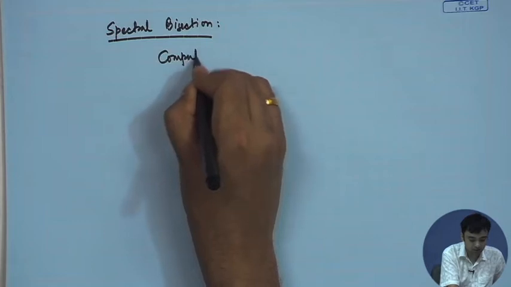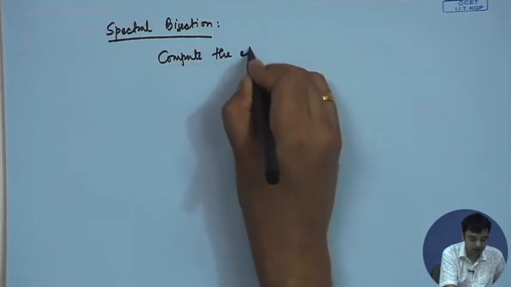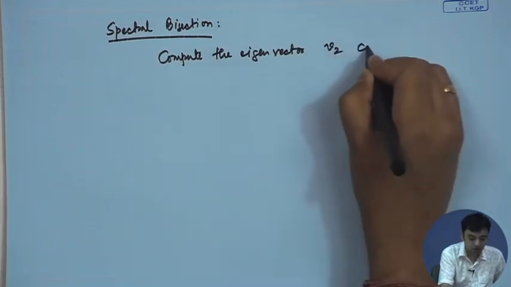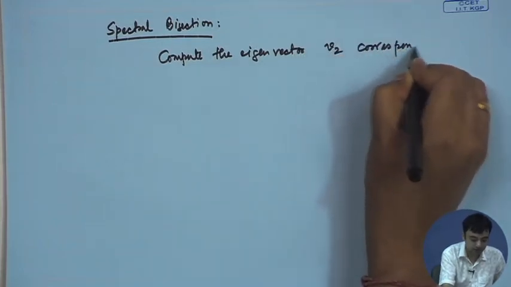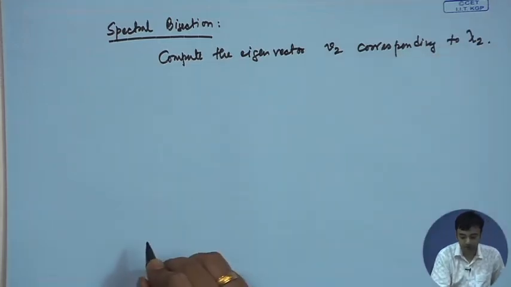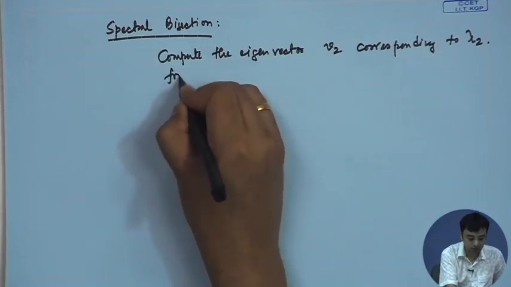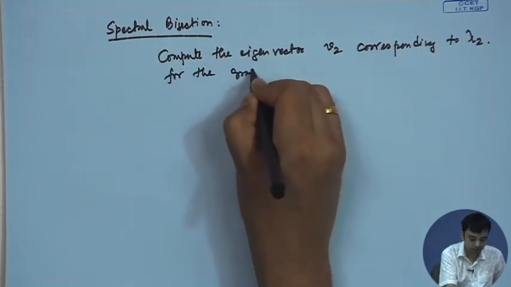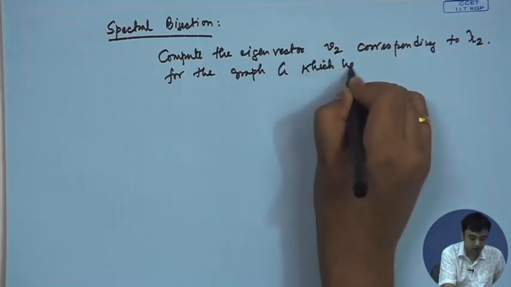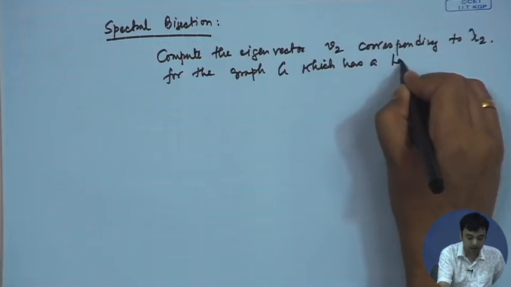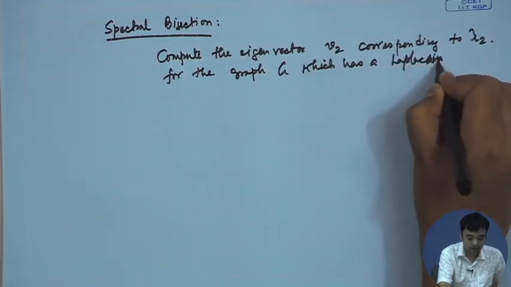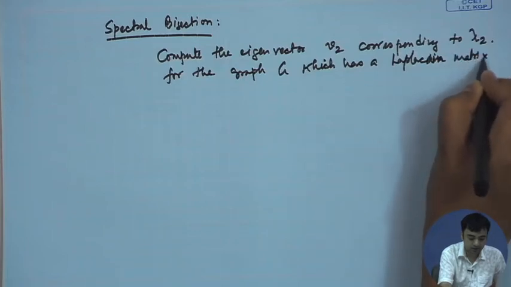Compute the eigenvector V2 corresponding to lambda 2 for the graph G, which has a Laplacian matrix LG.